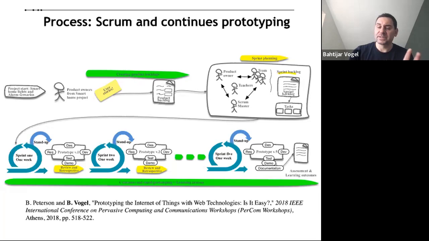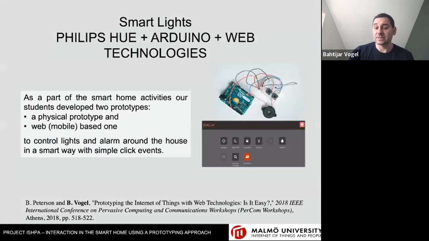And this was already in 2017. We published a paper about the results in 2018. You could see that they developed a smart lights solution 5 years ago in 5 weeks. A quite amazing technology. They used web technology but also physical computing, and you could control several functionalities with one button. The idea of this project, interaction in the smart home using a prototyping approach, was that we need to develop a technology to support elderly people when they live alone in their home.